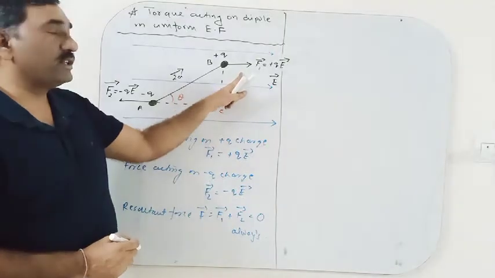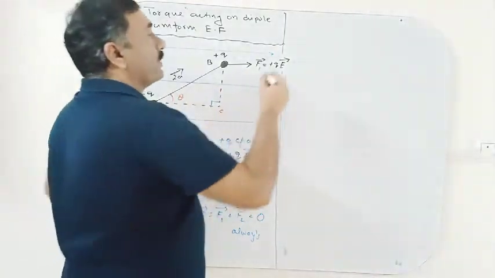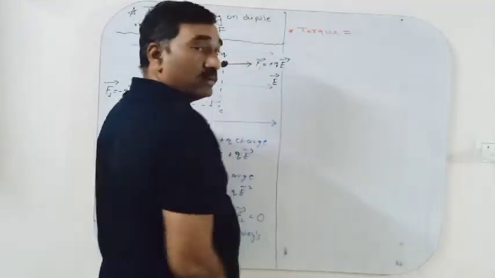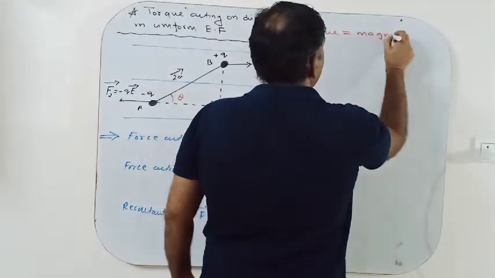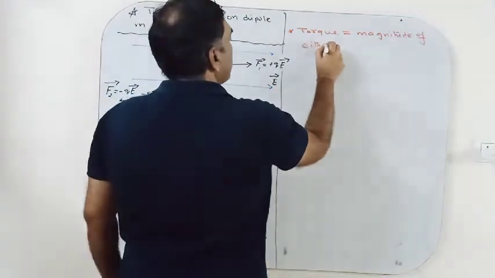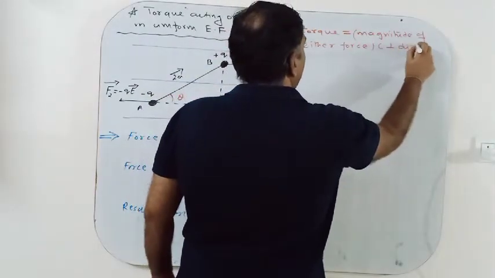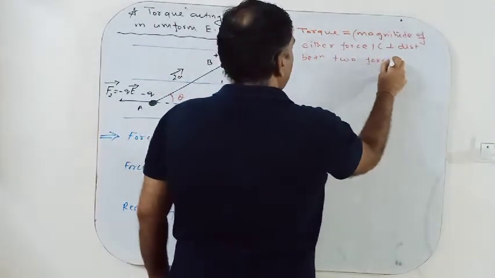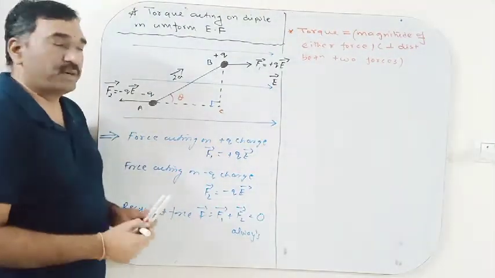But what is the property of these two forces? They are equal in magnitude, opposite in direction, but non-collinear. So what is the formula for the torque? Torque is equal to the magnitude of either force multiplied by the perpendicular distance between the two forces.